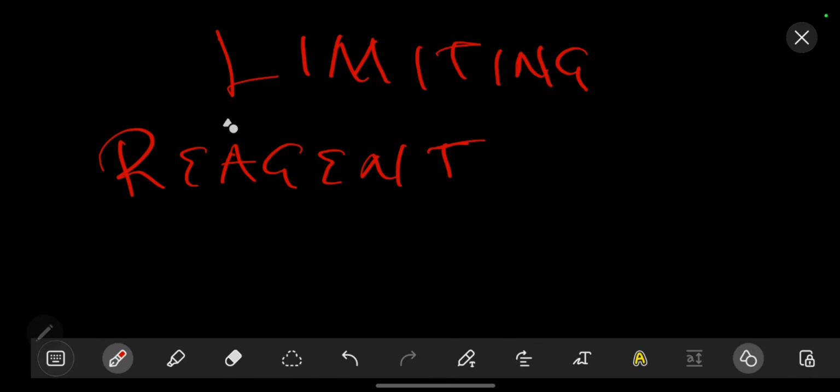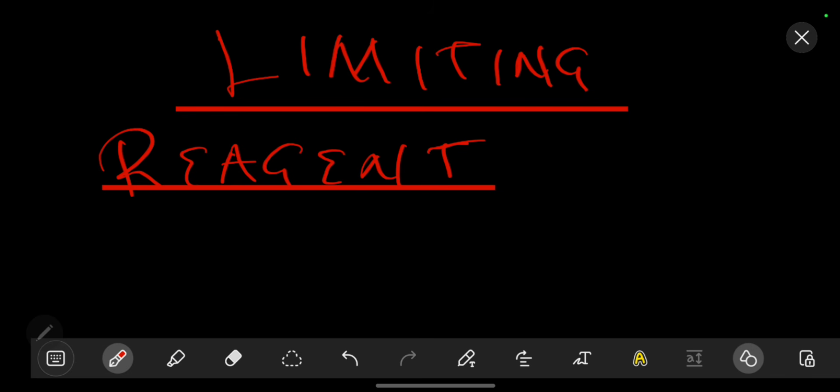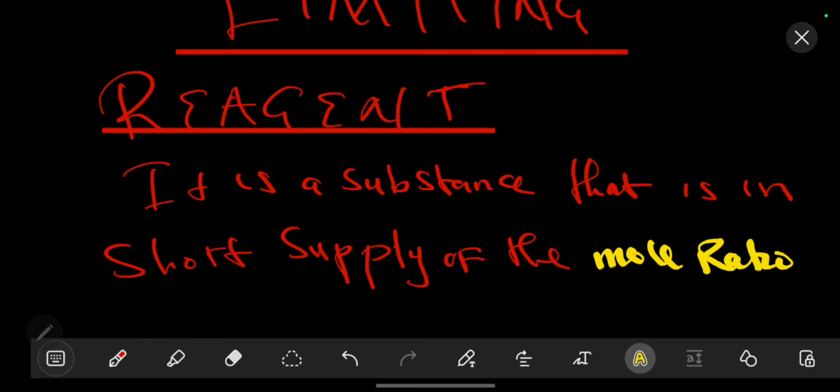So here we are going to be looking at our limiting reagent. So what is the limiting reagent by definition? The limiting reagent is simply defined as the one that is in short supply of the mole ratio. So as long as a substance is in short supply of the mole ratio, then that means to say it is the limiting reagent. Let's take a very simple analogy.